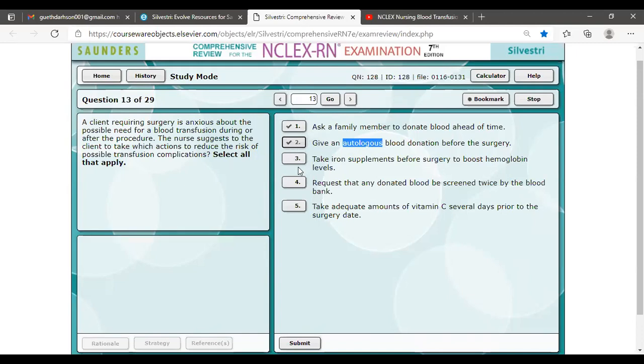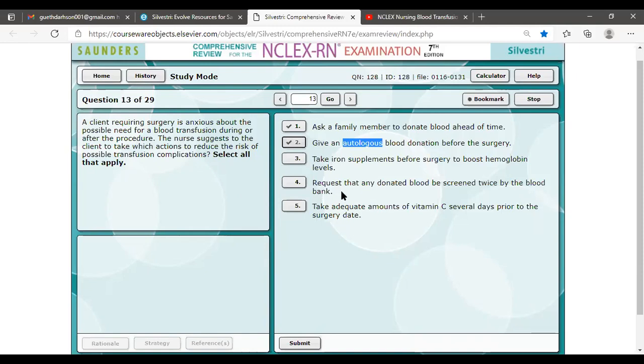What about next? Take the iron supplement before surgery to boost the hemoglobin level. It is a good option, but it does not reduce the risks of possible transfusion complication or transfusion adverse reaction.